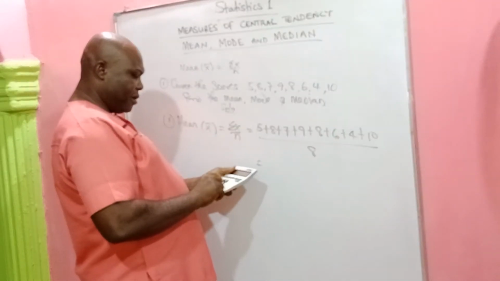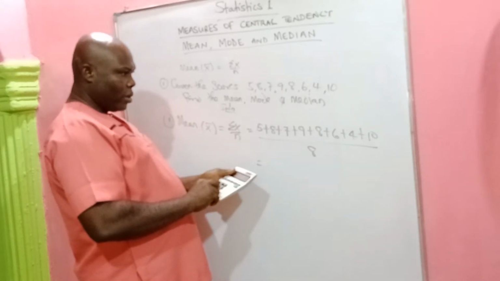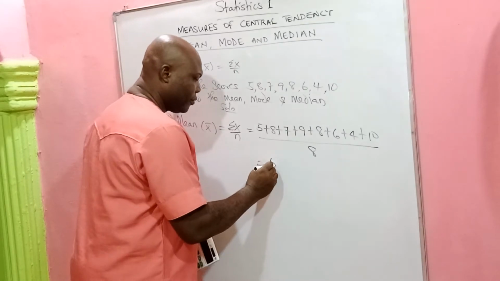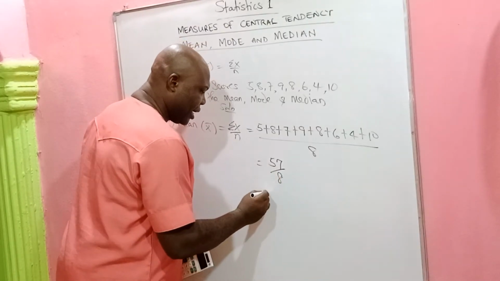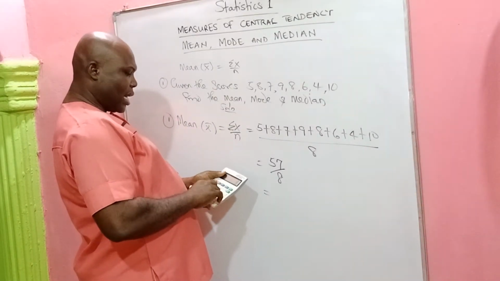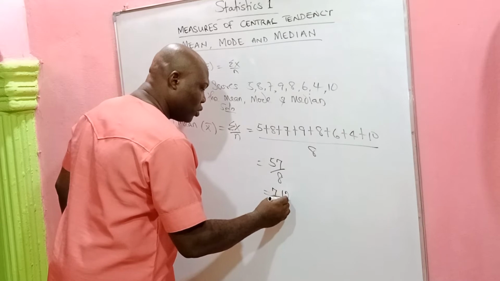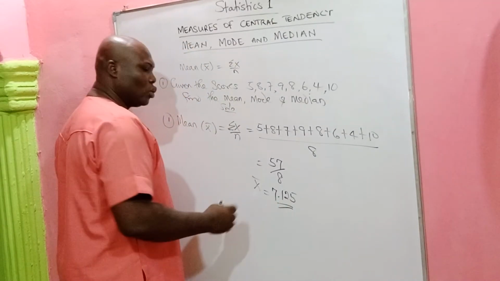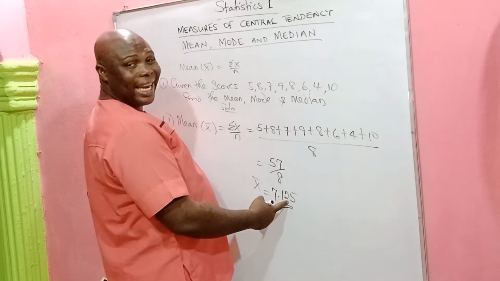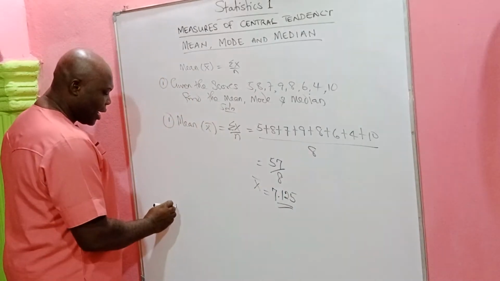So we're going to have 5 plus 8 plus 7 plus 9 plus 8 plus 6 plus 4 and then plus 10. We have 57. So divide 57 by 8. 57 divided by 8 gives us 7.125. So our mean is 7.125. And of course, you can approximate to any decimal place you want. It can be 7.1 to 1 decimal place, 7.13 to 2 decimal places, or 7.125 to 3 decimal places. That is the mean.